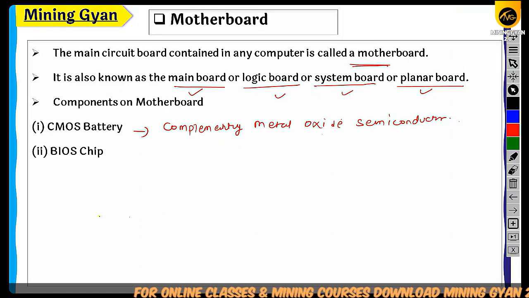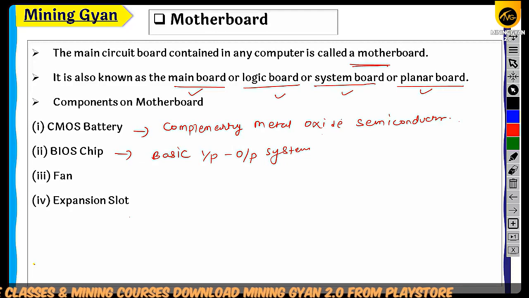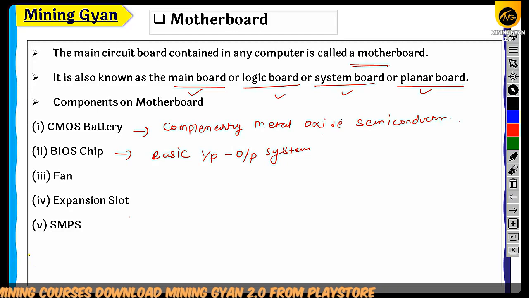The second one is the BIOS chip. So basically BIOS means basic input output system. The third one is the fan, which is used for cooling. The fourth one is the expansion slots, which basically expand the memory. That's why the expansion slots are very useful in the motherboard. Now the fifth one is the SMPS. Basically SMPS is the power supply. The full form of SMPS is switched mode power supply.